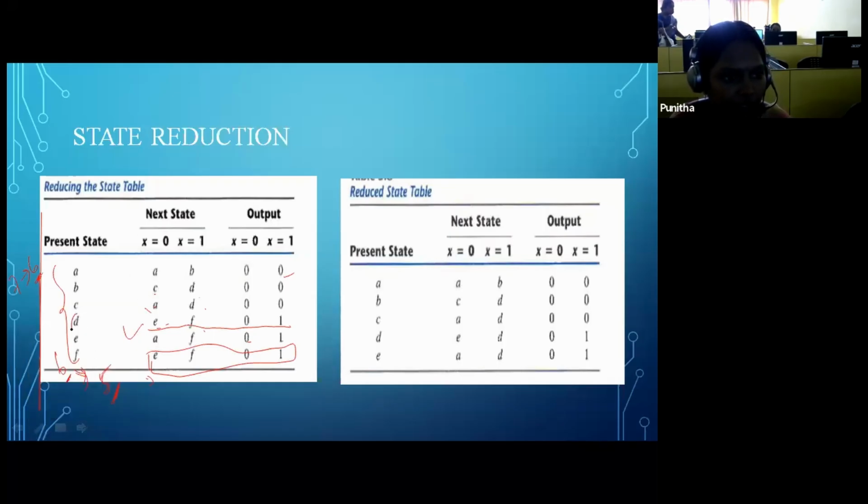The repetition is for states D and F. Both states D and F are equal to each other, so I'm deleting F. I'm totally deleting F, because only one processing should be available per state. So I'm totally cancelling F here.